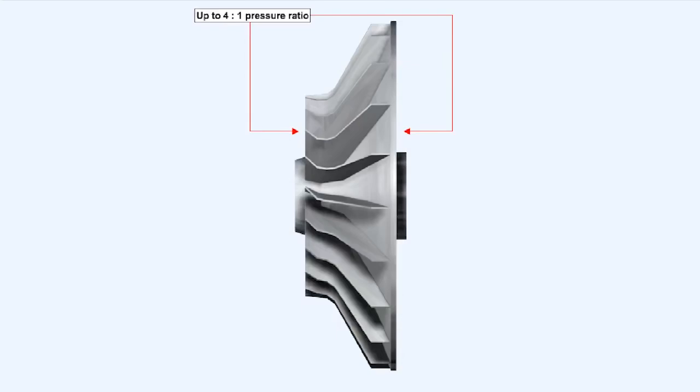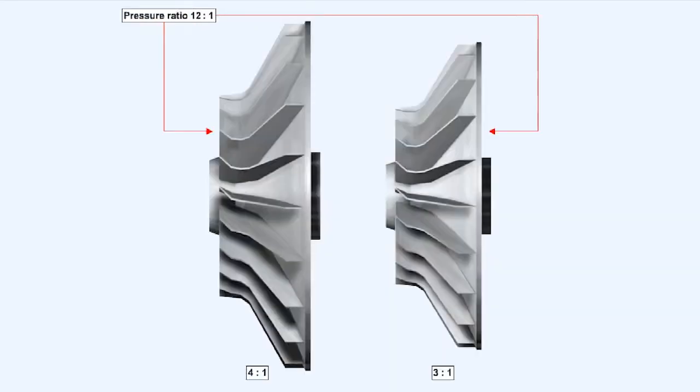Pressure ratios between 1.5 to 1 to 4 to 1 are generally obtainable from a centrifugal compressor incorporating a single impeller. This is known as a single-stage supercharger. If any further compression was needed, it would require that 2 or 3 impellers be installed in series, in what is known as 2-stage or 3-stage superchargers, respectively.